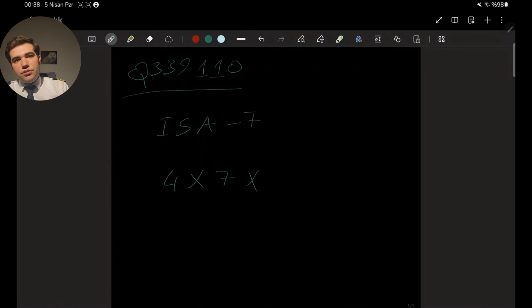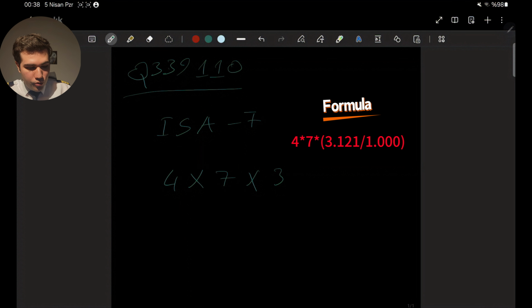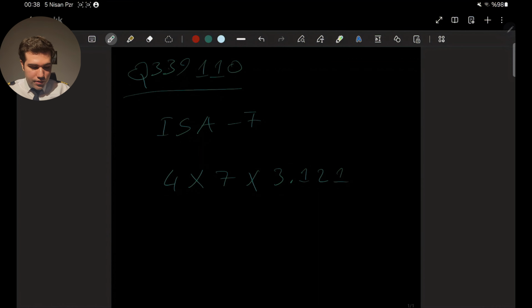3,300 feet. Actually, let's do it like that: 3,300 feet minus the aerodrome altitude, 179, equals 3,121. But you need to divide it by 1,000 because of the rule of the calculation, so it will be 3.121. So if I multiply all of these numbers together, 4 times 7 times 3.121, it will be equal to 87.